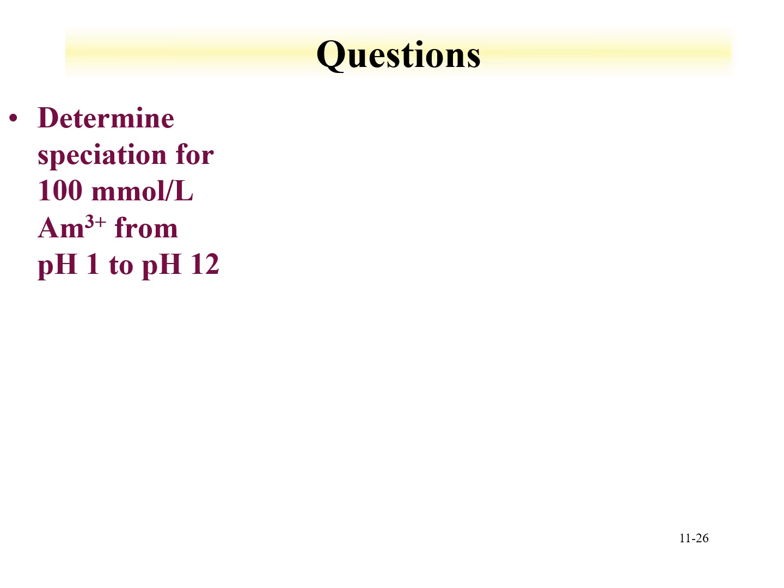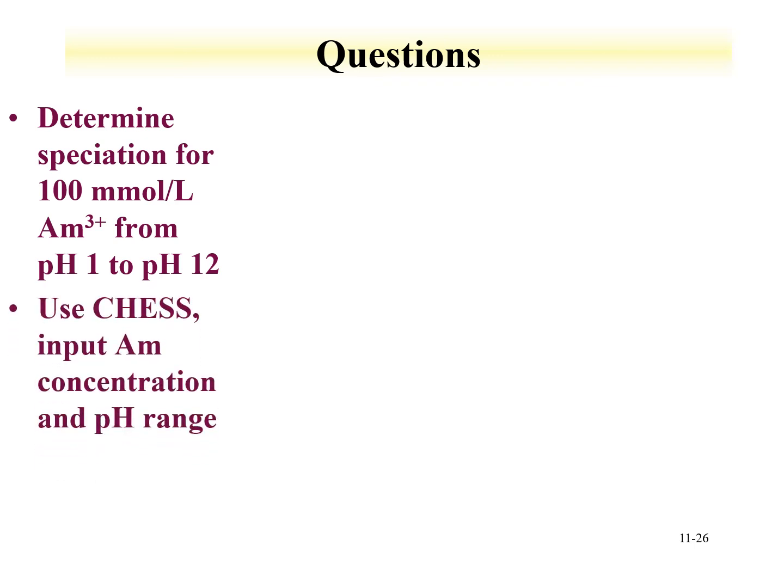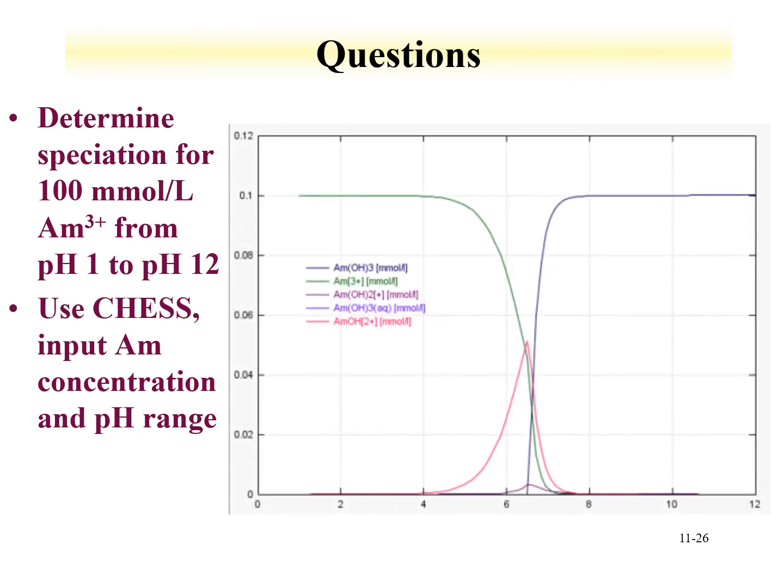Another question that you should be able to answer based upon the lecture is something to the effect of, well, determine the speciation for 100 millimole per liter americium 3 from pH 1 to pH 12. What one would do, you could use CHESS, input the americium concentration and the pH range. This would have the way of accessing all the constants in the CHESS database, and you can develop a figure that would look like this, where you would see that the concentration of americium 3 is dominant at the lower pH. As you increase pH, it starts to tail off. You get the monohydroxide forming, a little bit of the dihydroxide, and then around pH 7 you start to get the americium trihydroxide form.